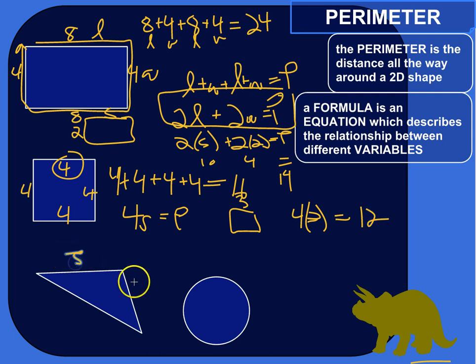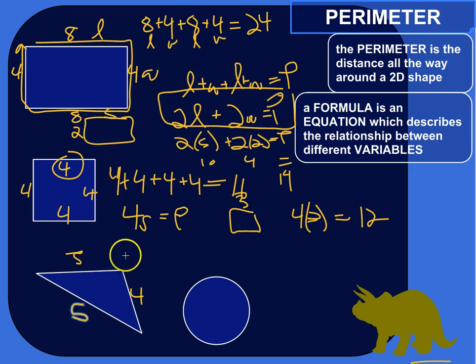Now, triangles are not that easy. There aren't any simple patterns. With a rectangle and a square, there are sides that are the same length, so you can cut down the work by, instead of adding them all up, shortening things for yourself by saying 2 times the length plus 2 times the width, or even just 4 times the side for a square. But actually, the different lengths of the triangle sides could be anything.